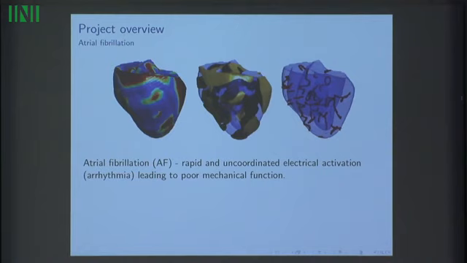Arrhythmia is where something goes wrong. A particular type of arrhythmia we're interested in is atrial arrhythmia, atrial fibrillation. This is where you get rapid and uncoordinated electrical activations leading to poor mechanical function.